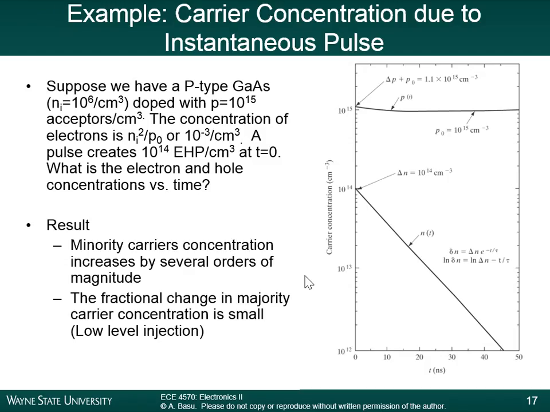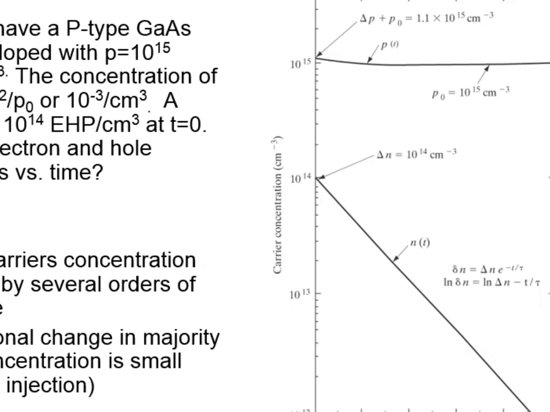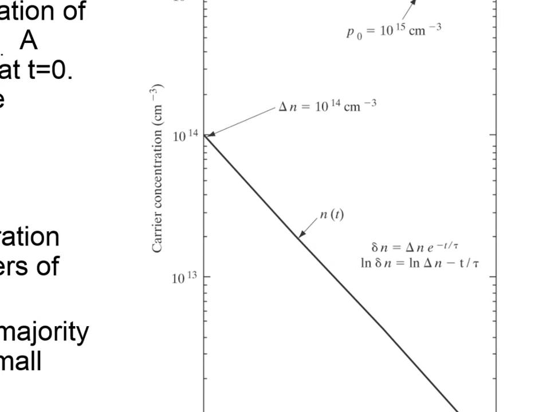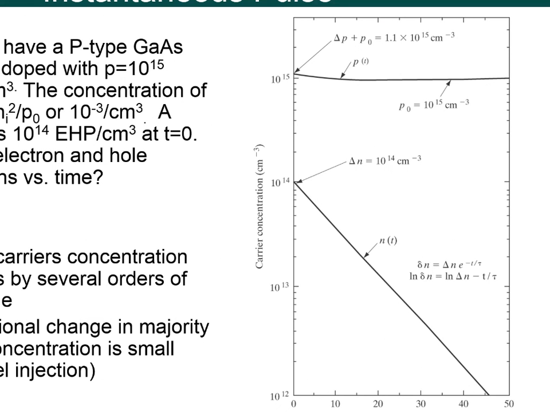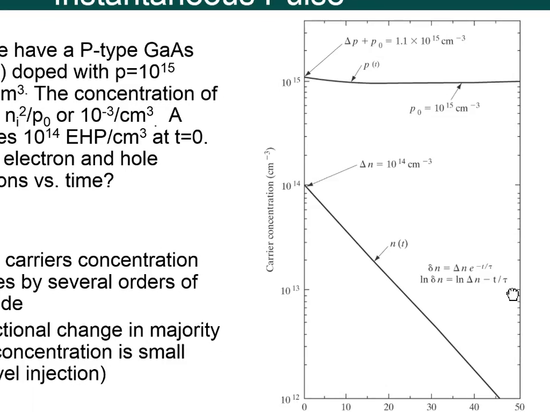The solution of it is shown right here in this graph. I mentioned this is a log scale, so you end up seeing a linear line representing that exponential decay function. So this is plotting the total carrier concentration. Just to be clear, this is plotting n and p. It's not plotting n0, p0. It's not plotting Δn, Δp. It's plotting n and p, so the total electron and hole concentration.